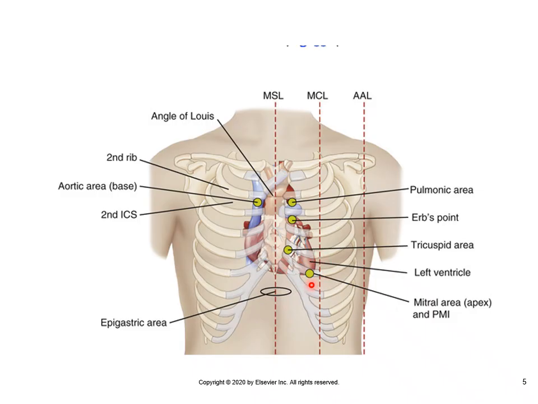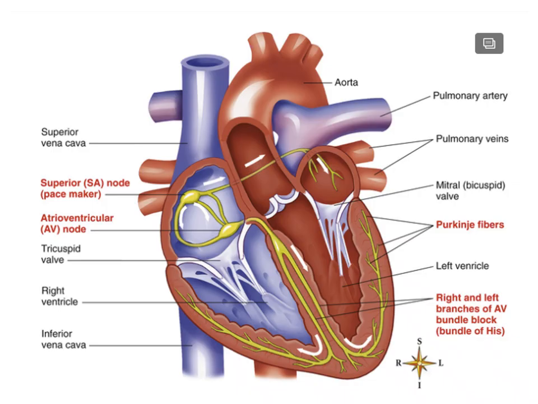Again, it's in the fifth intercostal space, mid-clavicular line. This is the clavicle, the bone, and then it's in the mid part. All right. So this is the picture in the book, on page 596, figure 33.4. And this one is talking about the conduction system of the heart.